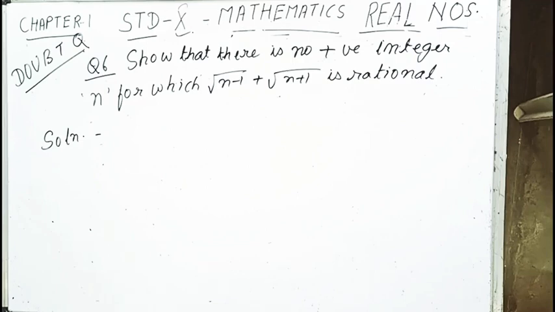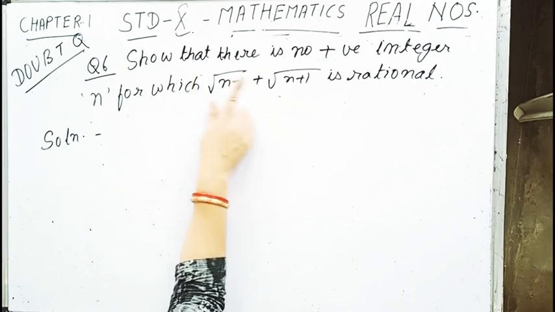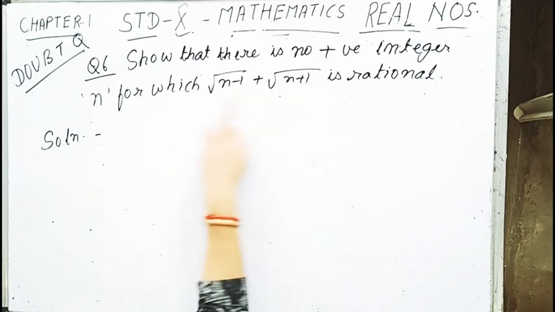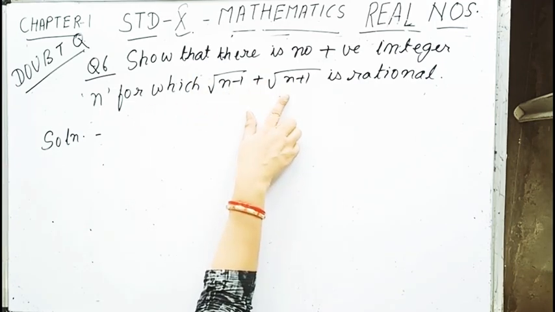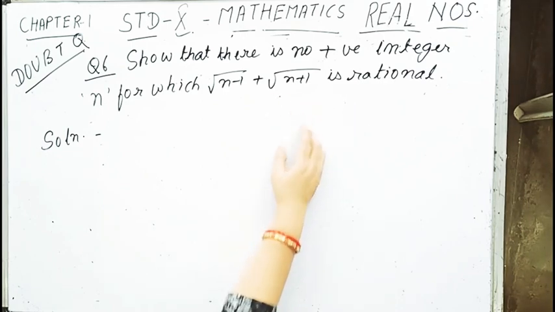Hello students, let us continue with chapter 1 real numbers. I am explaining the doubt question given by one of you. The question is, show that there is no positive integer n for which √(n−1) + √(n+1) is rational.